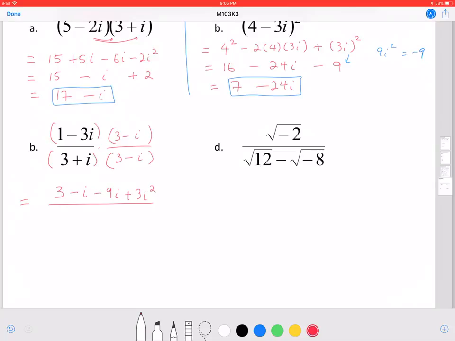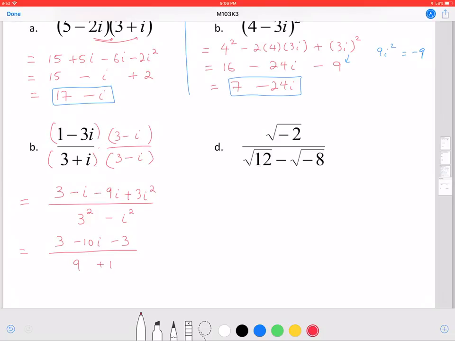And the denominator, I have a plus b times a minus b form, so that should be 3 squared minus i squared. All right, let's see what I get from that. Let me clean this up a little bit. I have 3 minus 10i plus 3i squared, which is negative 3. So the 3's cancel out. And 3 squared, the denominator is 9, and minus i squared is plus 1.